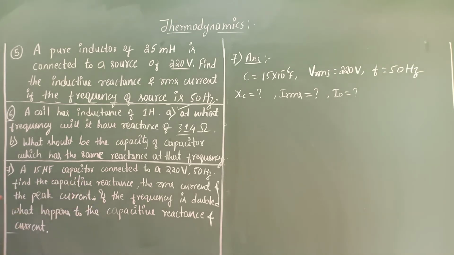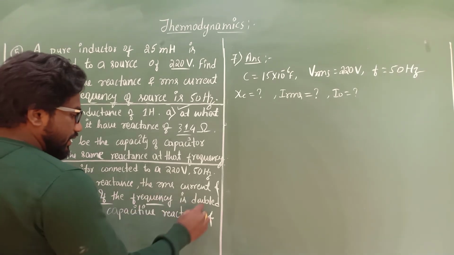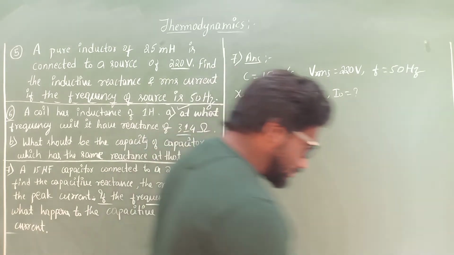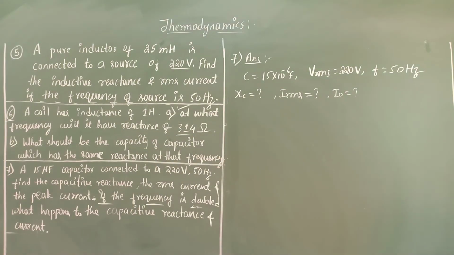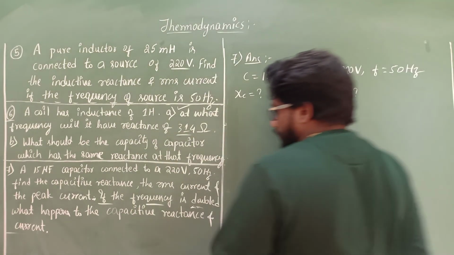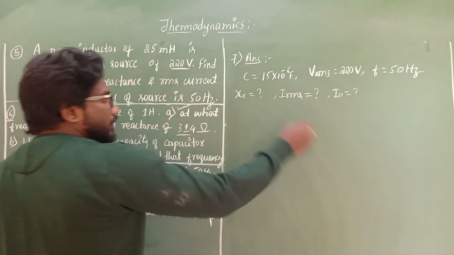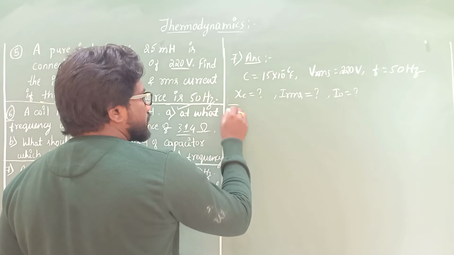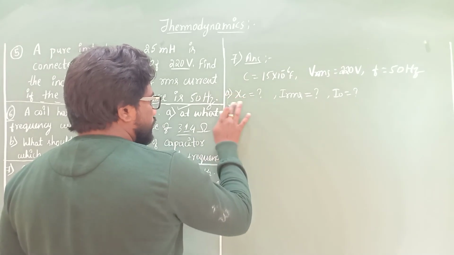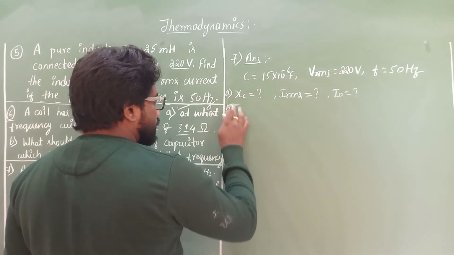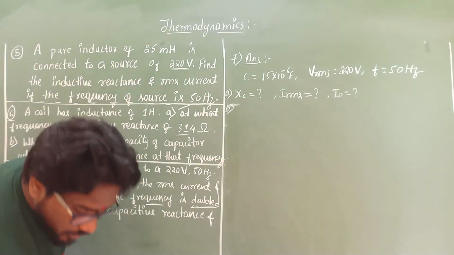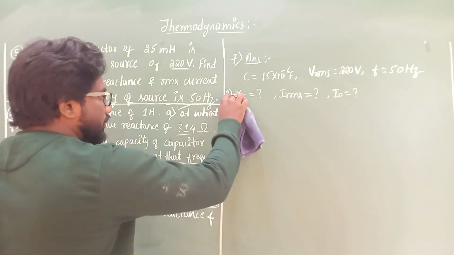So one part of the problem is done. What is the next part? If the frequency is doubled, that is the second part. This is the first part of the problem. First we'll solve the first part, then we'll move on to the second one.